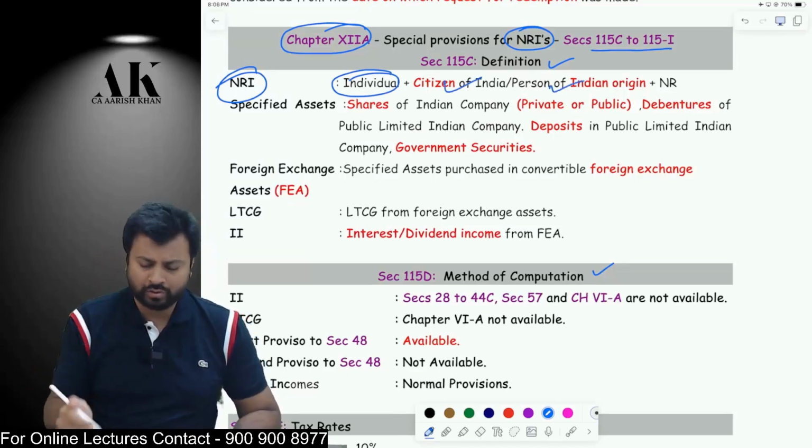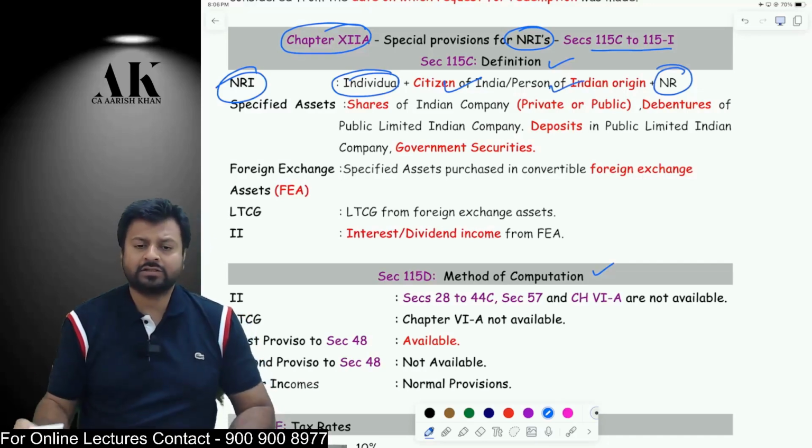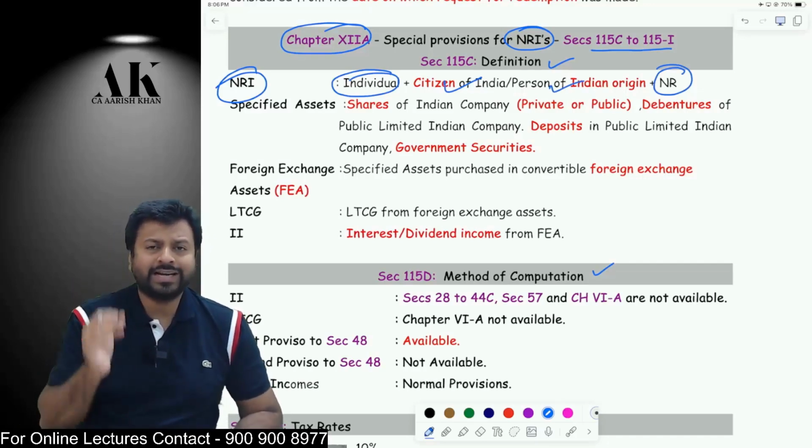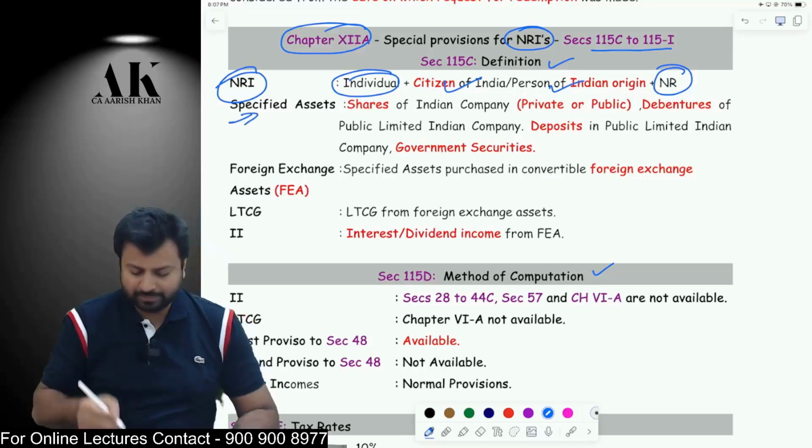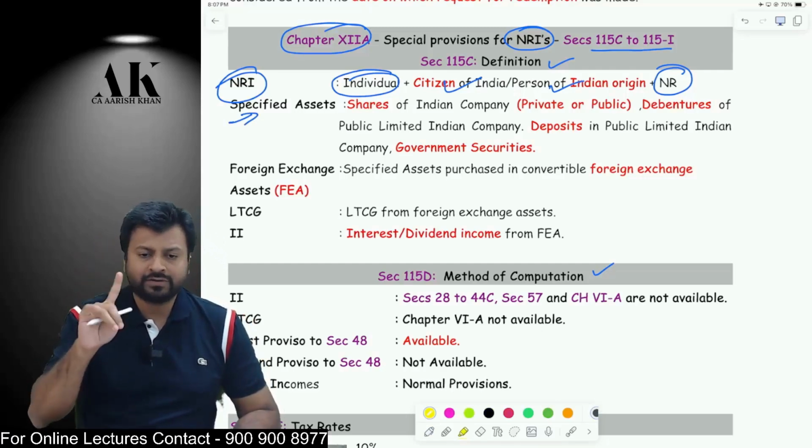Either of the two will be okay. Plus, as per income tax law, that person is non-resident. Now, what is that NRI purchasing? That NRI is purchasing some assets in foreign currency. Be very careful. He is purchasing 4 types of assets in foreign currency.